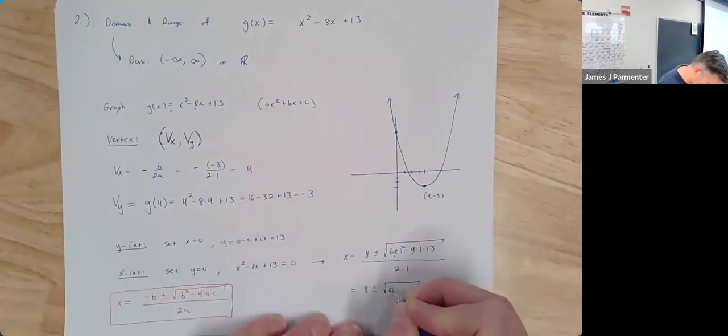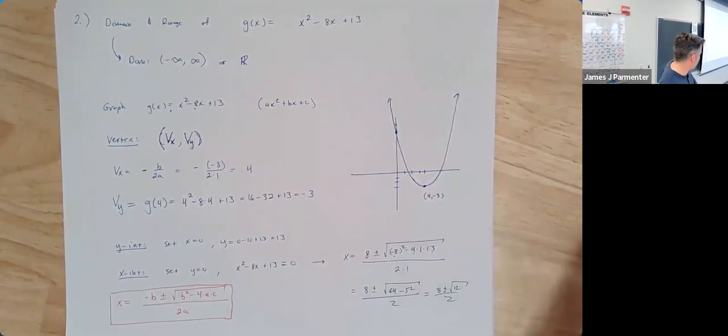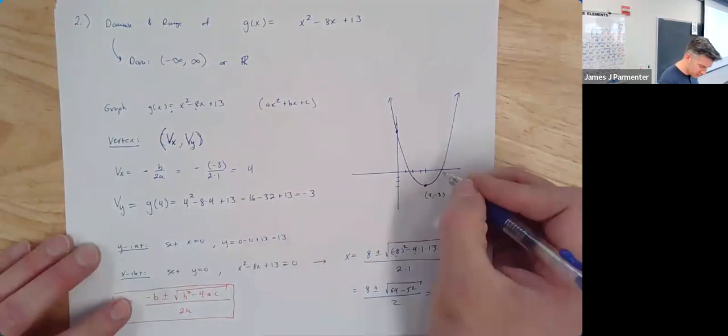So I've got 64 minus 52 all over 2, and that simplifies to 8 plus or minus the square root of 12, over 2. And again, I don't actually care what number that is. I just care that it happens to be real. I'm taking the square root of a positive number, so things are good to go. So those would be those points there.